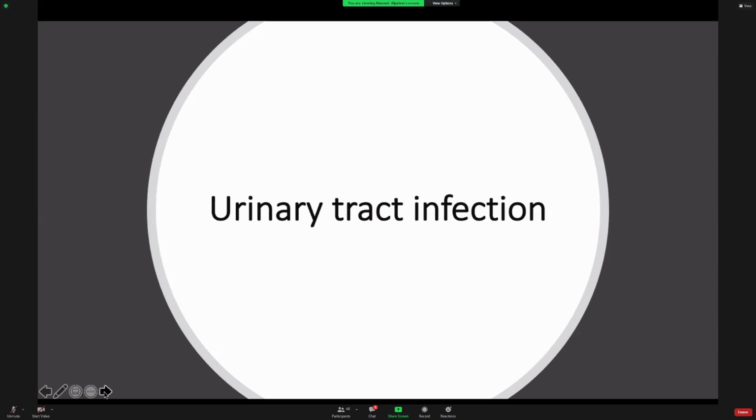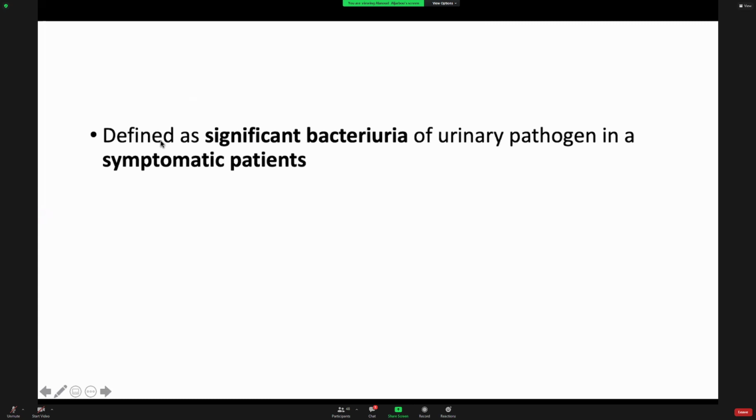So now all the recommendations will go through Saudi Pediatric Infectious Disease. I removed all the American and Australian guidelines. Saudi Pediatric Infectious Disease defined UTI as the presence of significant bacteriuria, so it's not any number of bacteria in the urine, and it must be a urinary pathogen, not any other pathogen. And for the definition of significant bacteriuria, we will mention that later.